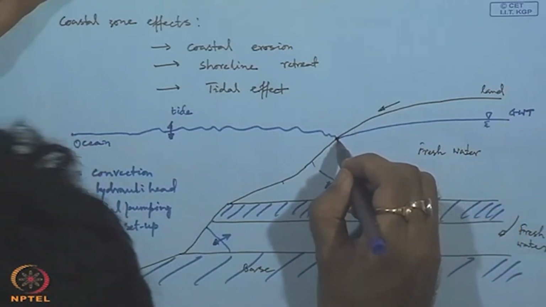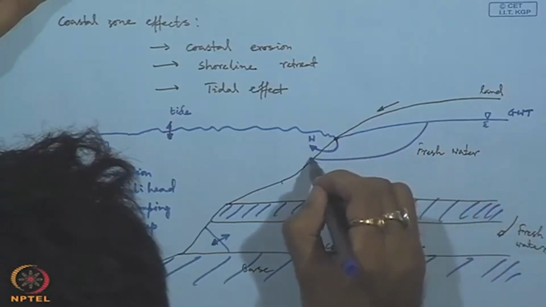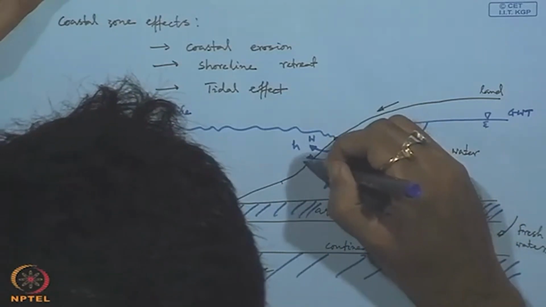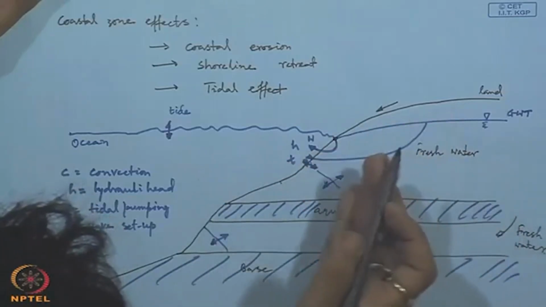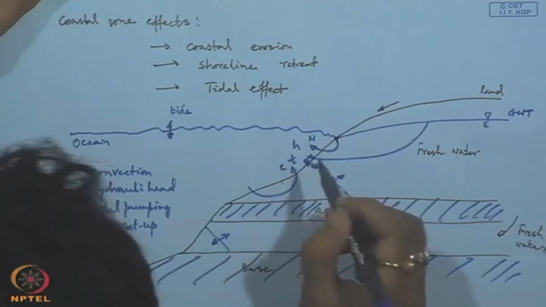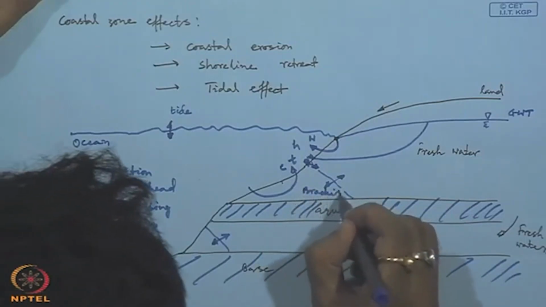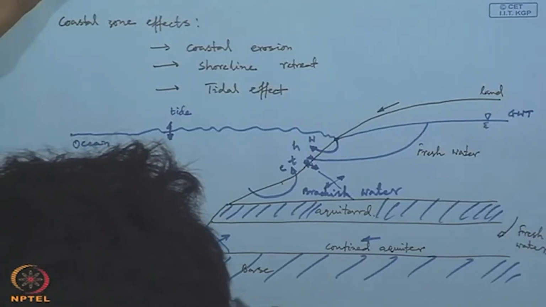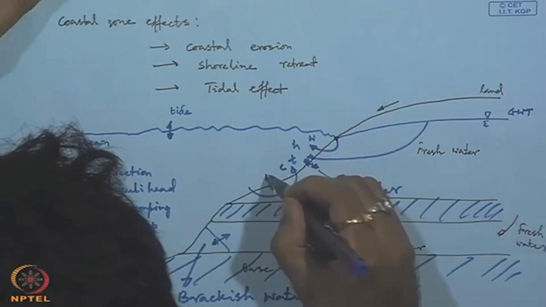One is directly, this is wave setup. Next one is due to hydraulic head, and we have this tidal effect which is occurring near this interface between aquifer and sea, and our convection process that occurs in this brackish water region, and also some kind of tidal pumping setup that occurs in this region.